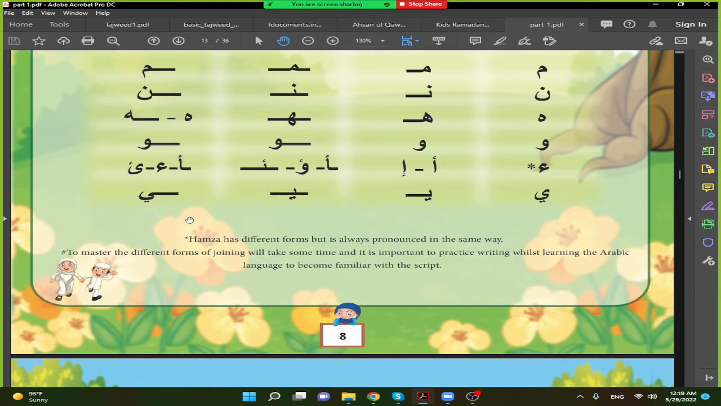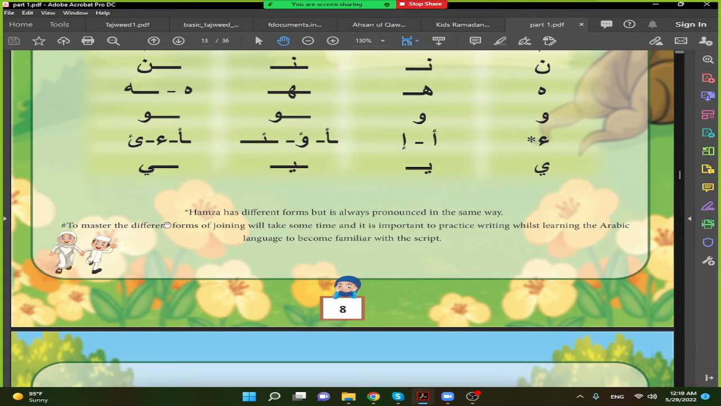I love that mashallah you have completed this lesson today. And now we are starting the new page. But before that, can you read these notes?